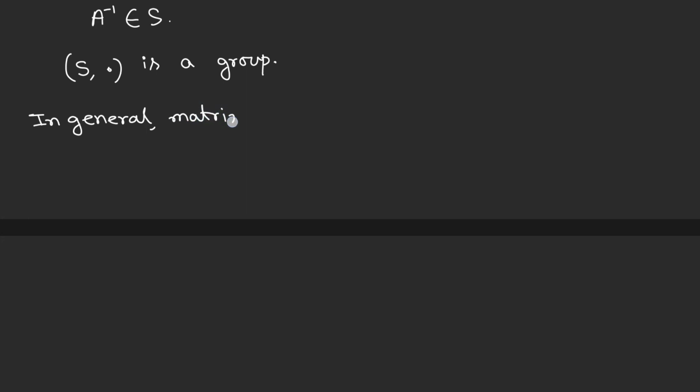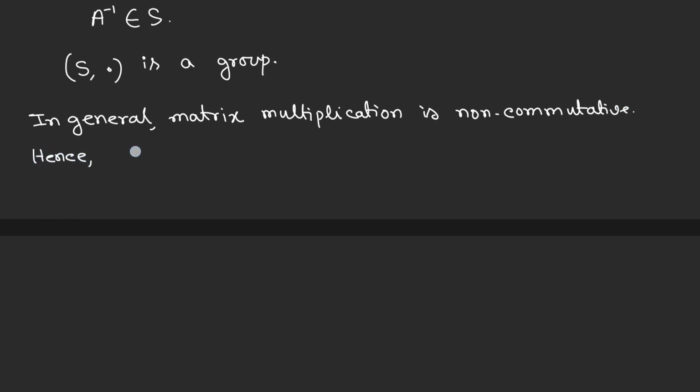matrix multiplication is non-commutative. Okay, so hence S comma dot is a non-commutative group.